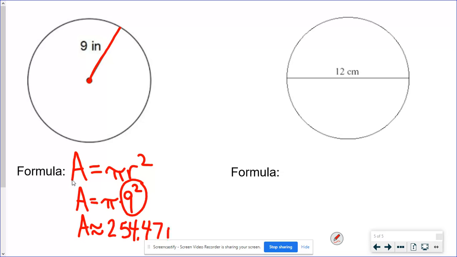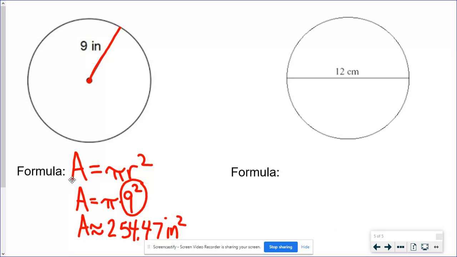This was in inches, so it's going to be square inches. And I know that some people are going to be like, oh, but how can it be square if it's a circle? It's still area. Okay, so 254.47 square inches. If you don't have the pi button, you can certainly use 3.14. Let me find that answer so we can see how close we are. When I used 3.14, my answer was 254.34, which is just a little bit lower, but that's okay.